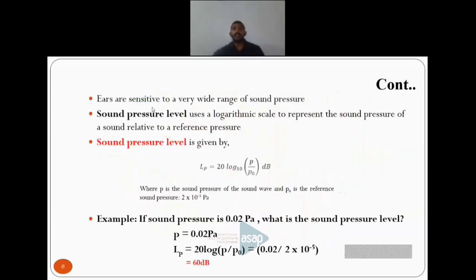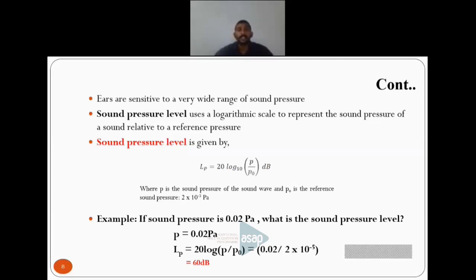The pressure which is measured cannot be directly related to our ears. For ease, we convert that into a sound pressure level, considered on a logarithmic scale relative to a reference pressure. For the reference pressure, we take the threshold pressure that we already saw, 2 times 10 raised to minus 5 Pascal.